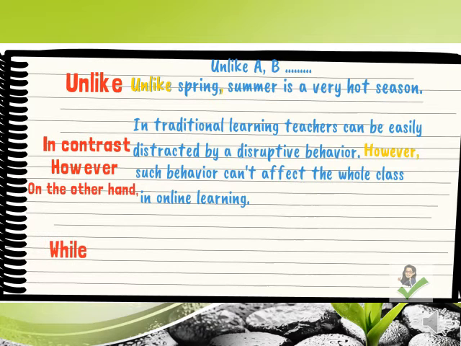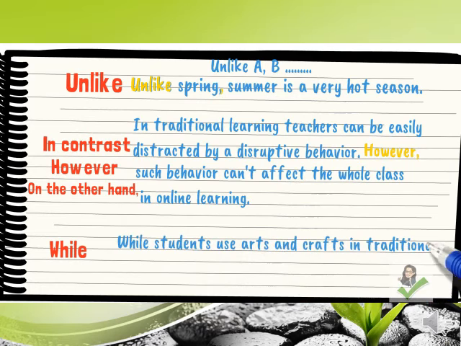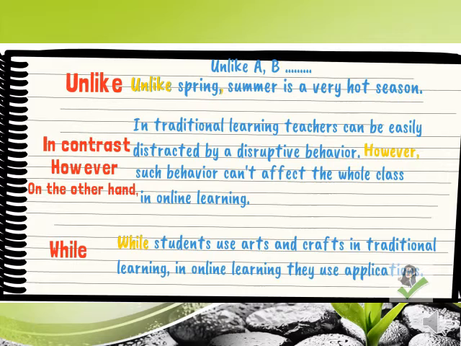While will be used at the beginning of the sentence: while students use arts and craft in traditional learning, and then separate the other sentence with a comma. In online learning, students use applications and programs.